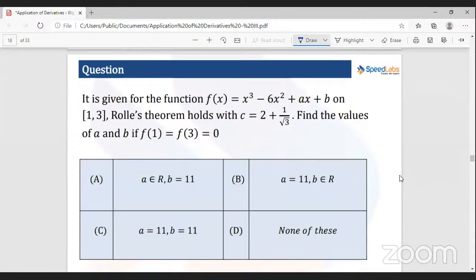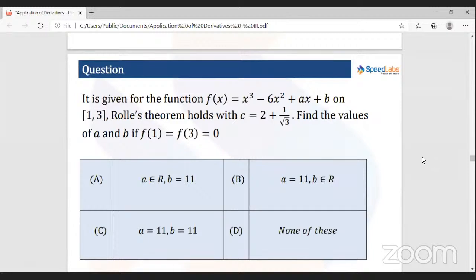This is the question. It is given for the function f(x) equal to x cube minus 6x square plus ax plus b on [1, 3], Rolle's theorem holds with c equal to 2 plus 1 by root 3. You have to find the values of a and b, and also one more thing is given that f(1) equals f(3) equal to 0.